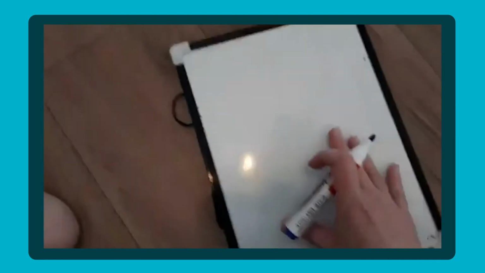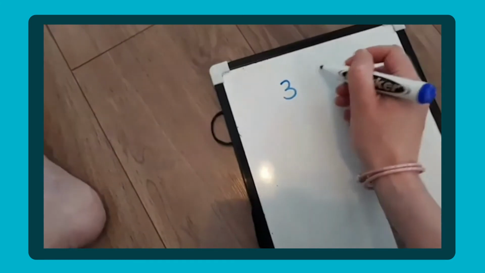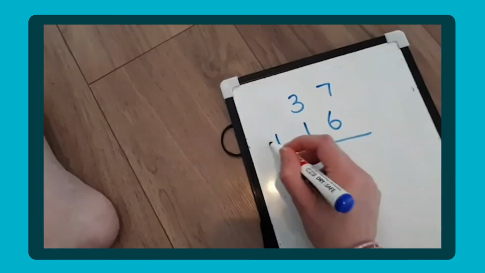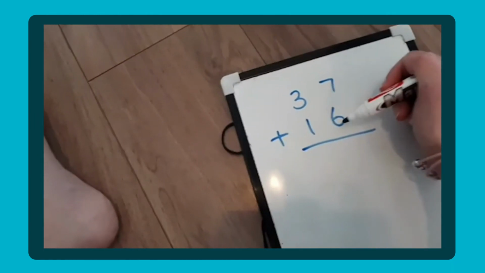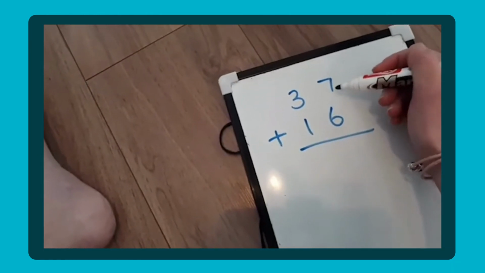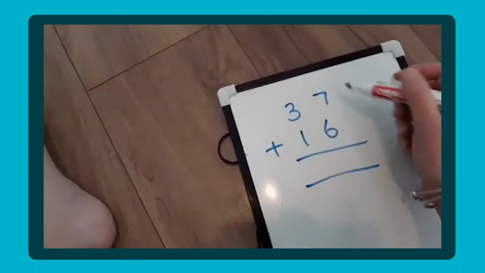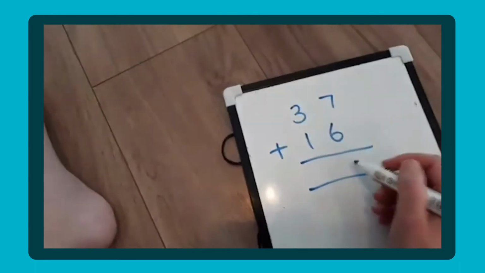And I'm going to show a method that we can do as well. You can rub your other one out. You do 37 add 16 and we should get the same answer. So I'm going to show you a similar method but without it being expanded. So we have 37 and 16. We add together our ones first. So 7 add 6 makes 13.